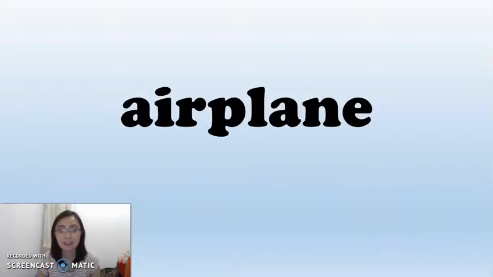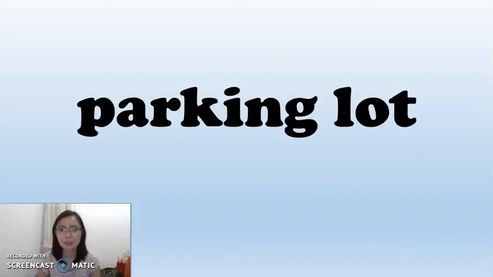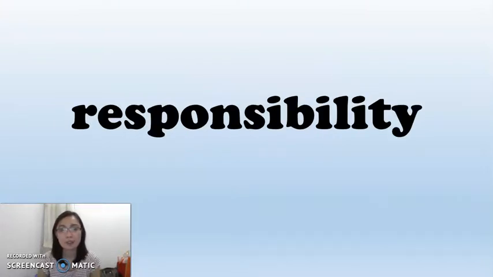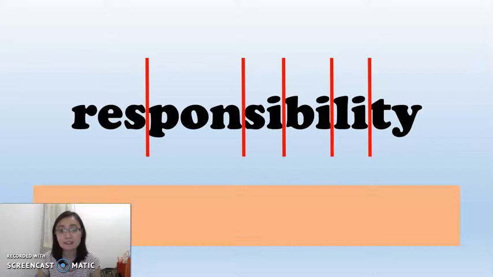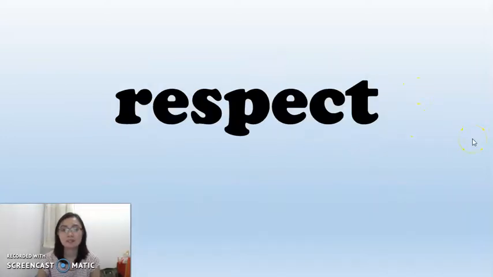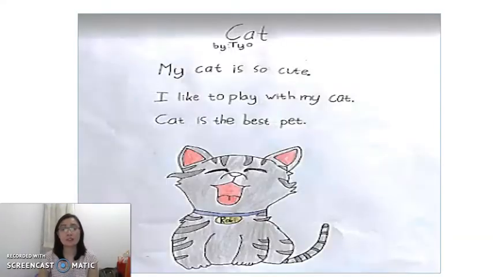Airplane. The title of your friend's poem. So it's airplane, 2 syllables. Parking lot. 3 syllables. Responsibility. So it has six syllables: 1, 2, 3, 4, 5, 6. Respect. 1, 2. 2 syllables. So that's how you're going to count syllables per word.